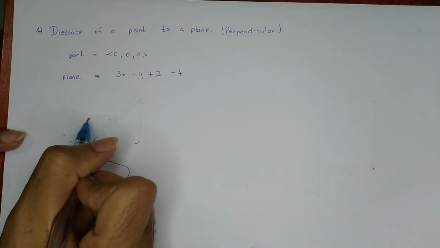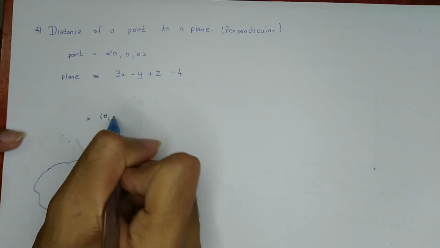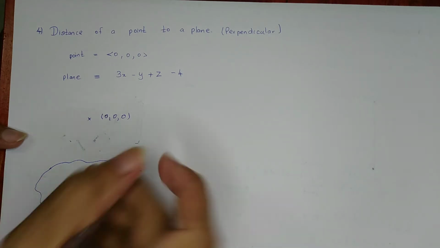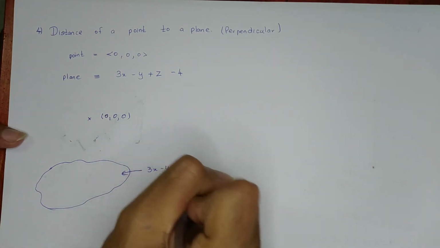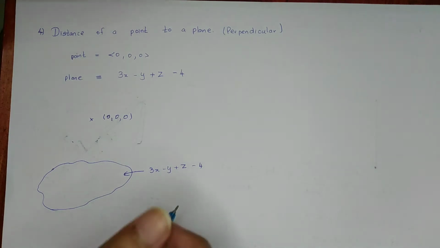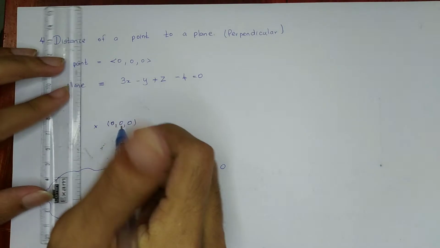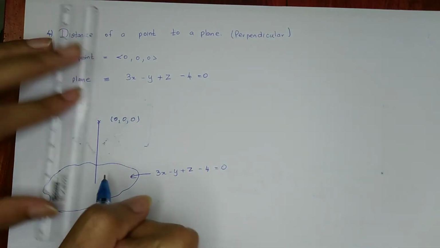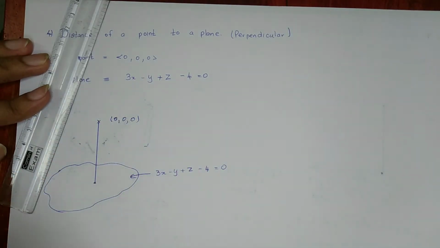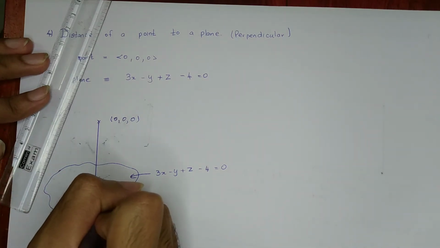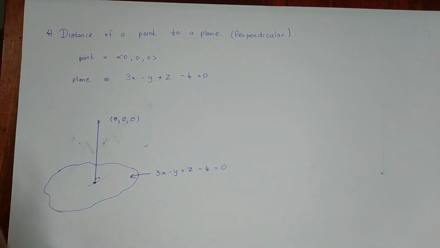Here I have marked the point, and the coordinates of this point are 0, 0, 0, and I can directly mark the equation of this plane, 3x minus y plus z minus 4 equals 0. The question is that we need to find this length, the perpendicular length. Since they have asked for the perpendicular length, we can predict it's going to be 90 degrees. So we need to find this length using these two pieces of data. How are we going to find this?